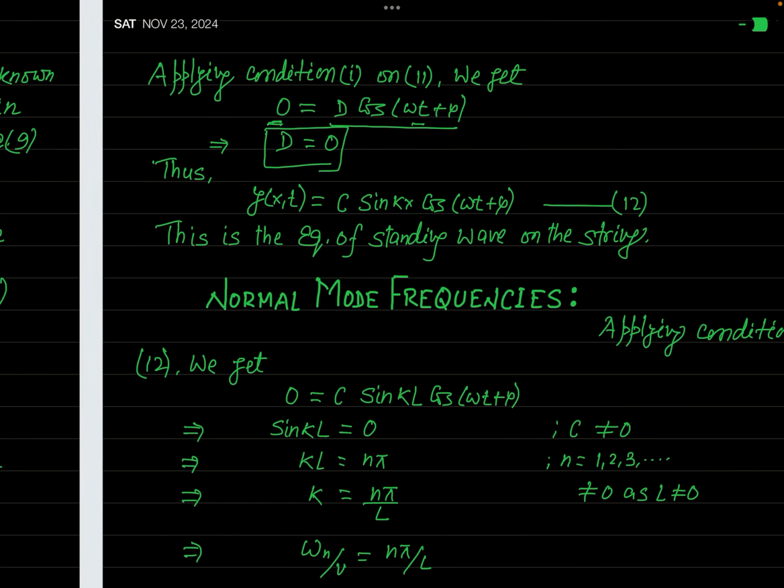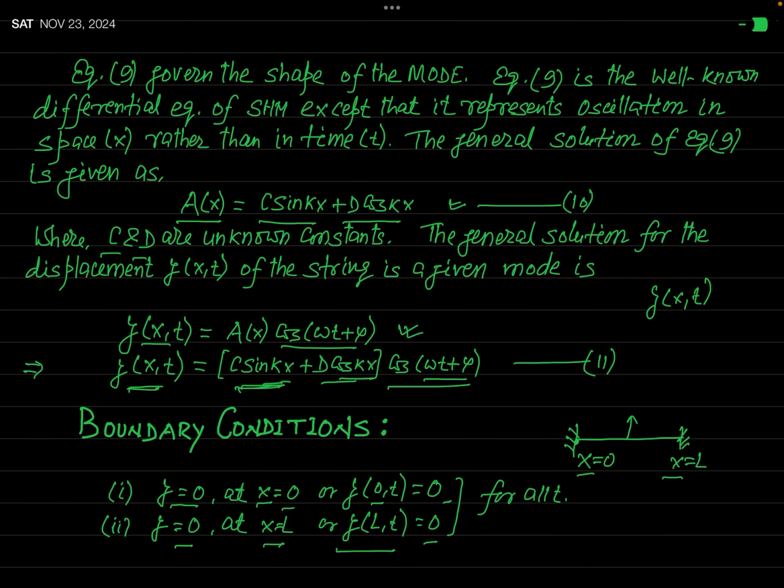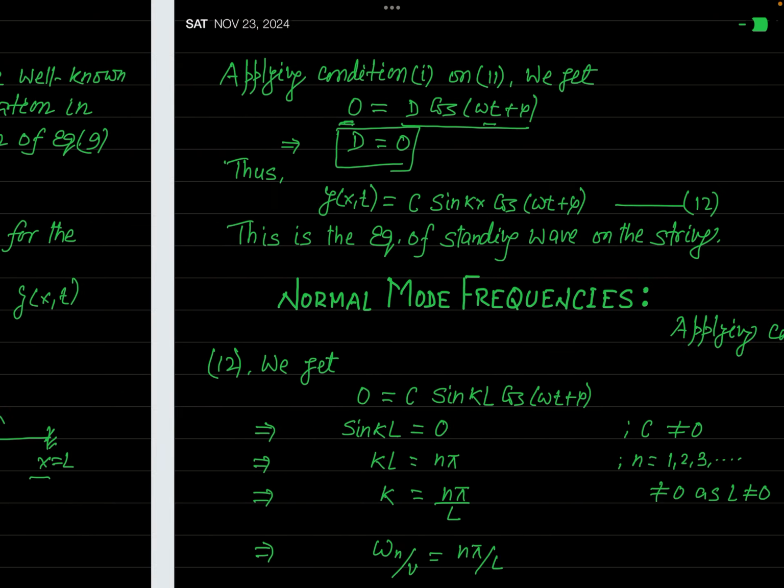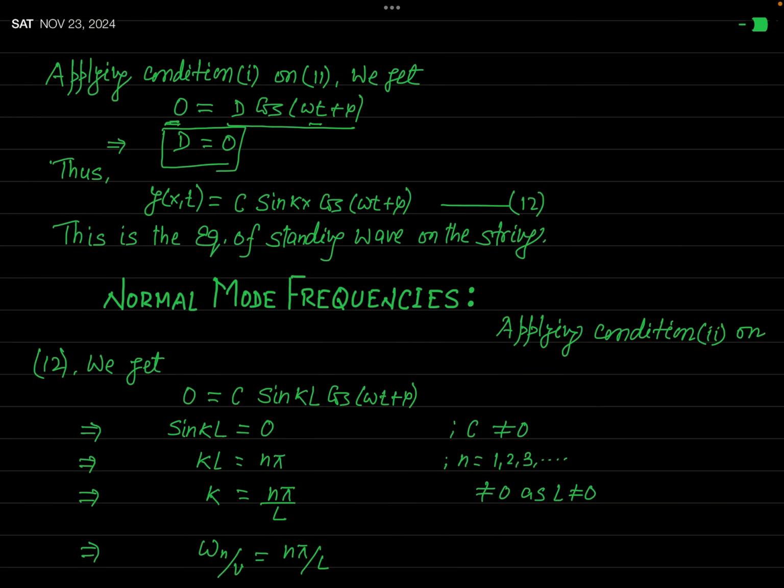After getting the value of d, now you can write this expression, which I have defined in equation 11, taking d as equal to 0. So when you take d equal to 0, what will be this y of x,t? This will be c sine kx times cosine of omega t plus phi. So y of x,t is now given as c times sine kx times cosine of omega t plus phi.